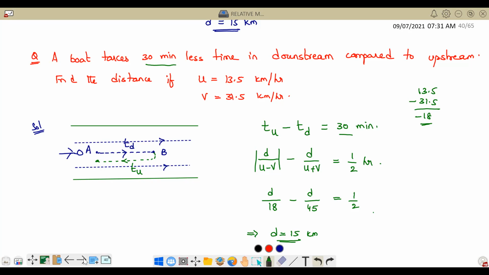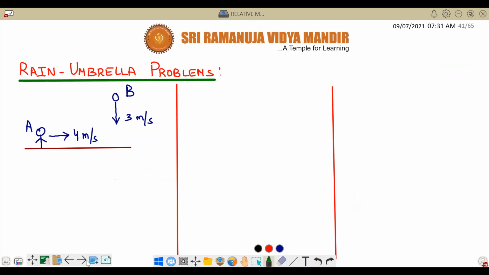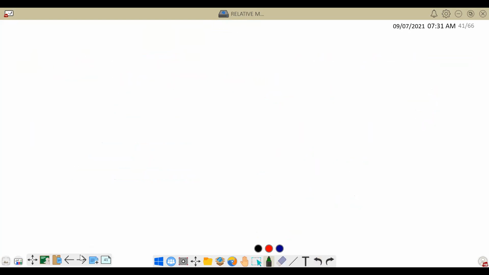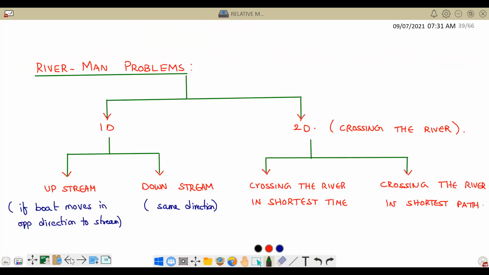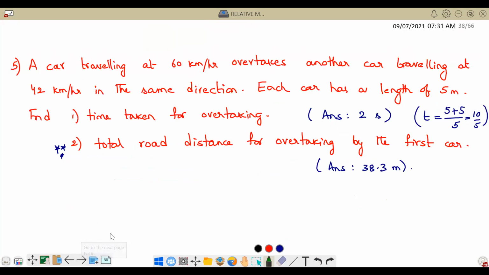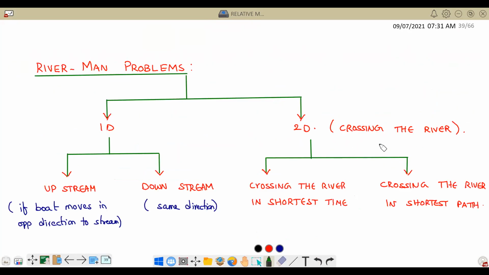Now let's move into two dimensions. The riverman problem in two dimensions. What is the topic here? The concept called crossing the river. That's why I showed the animation. In this also we have two cases: crossing the river in shortest time and crossing the river in shortest path.